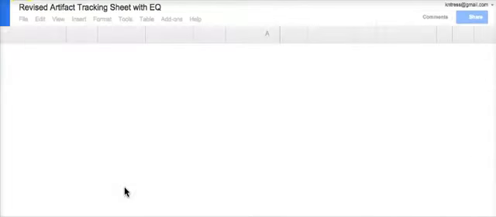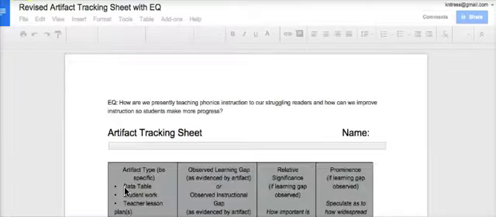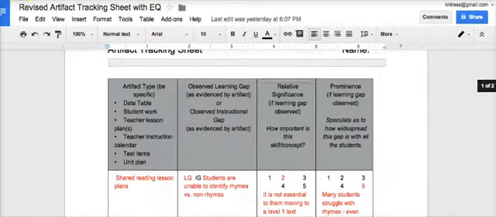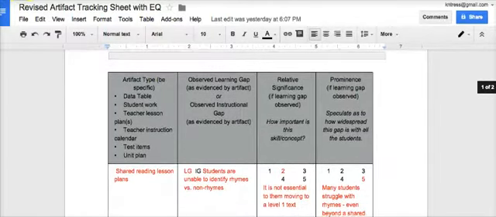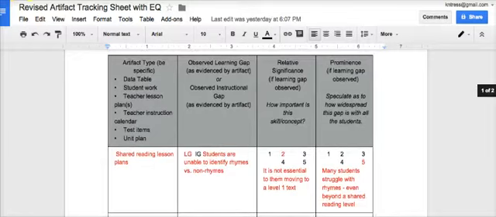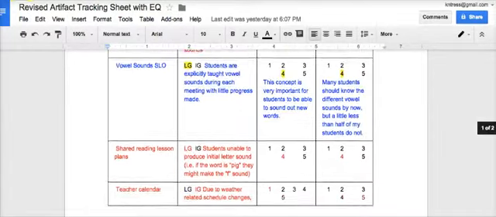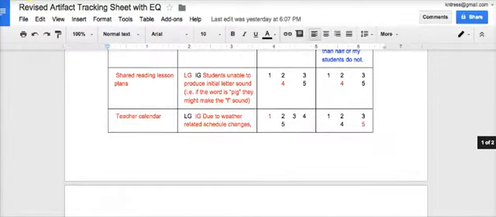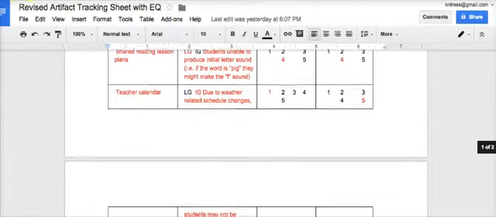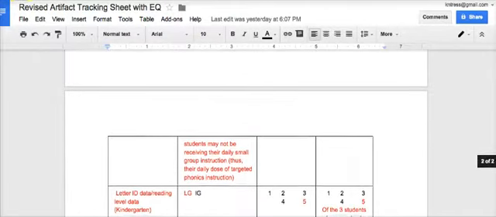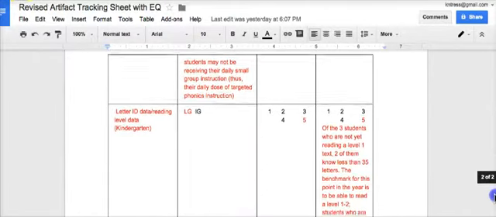And on the sheet, we looked at different artifacts that targeted phonics instruction, which was our driving exploratory question. And from those artifacts, we could perceive learning gaps or instructional gaps, their significance and their prominence. So we looked at shared reading lesson plans, a lot of those. Teacher calendar, we had some weather-related schedule changes, and that was an instructional gap because students weren't receiving their daily dose of targeted phonics instruction.